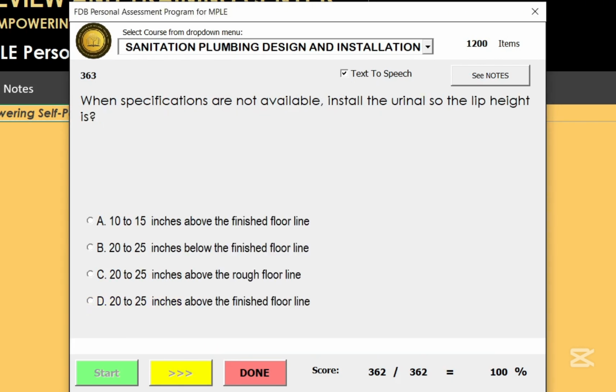When specifications are not available, install the urinal so the lip height is A. 10 to 15 inches above the finished floor line. B. 20 to 25 inches below the finished floor line. C. 20 to 25 inches above the rough floor line. D. 20 to 25 inches above the finished floor line. Please pick your choice. Option D is your choice, and it's the correct answer. Well done.